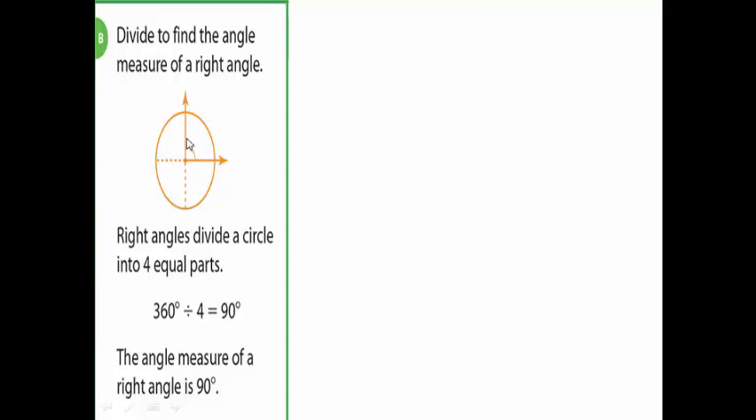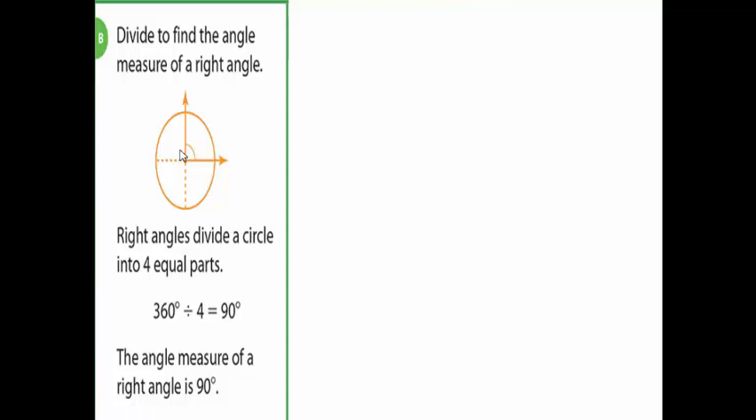I have here 1 right angle, considered as a corner of a square. I have here another right angle. I have here the 3rd right angle. I have here the 4th right angle. Each part of these is considered as 1/4, or 1 to 4.